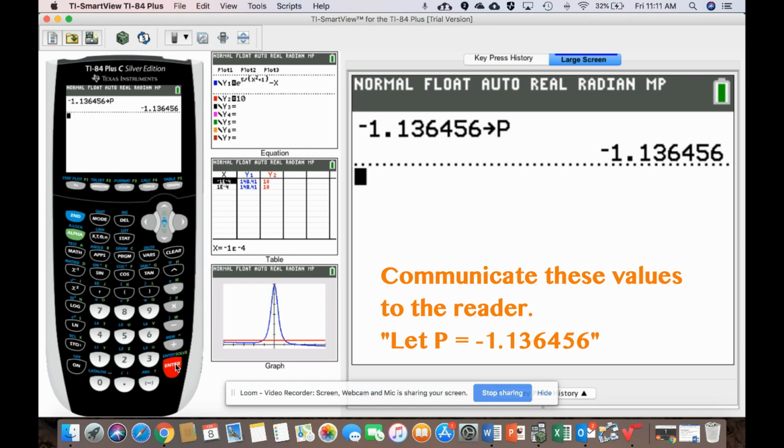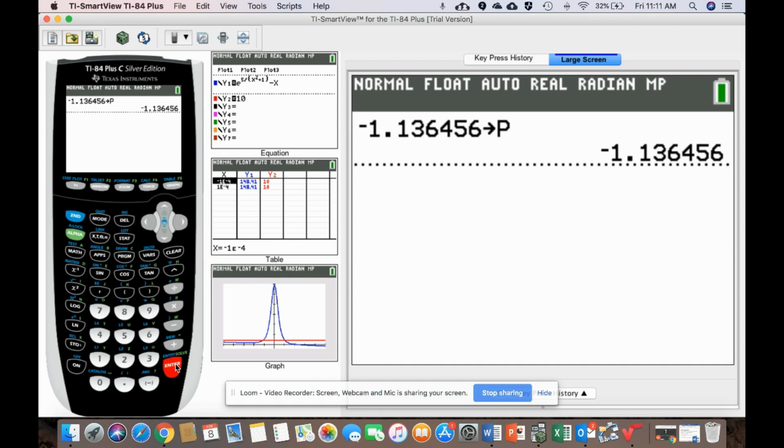So we would want to say let P equal negative 1.136456. Let Q equal 1.040191, things of that nature. Make sure we understand that we have to do that. No calculator syntax at all.